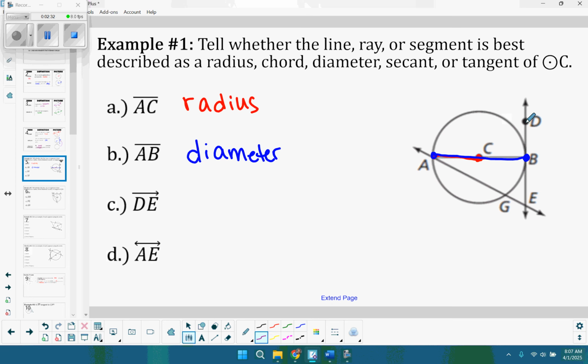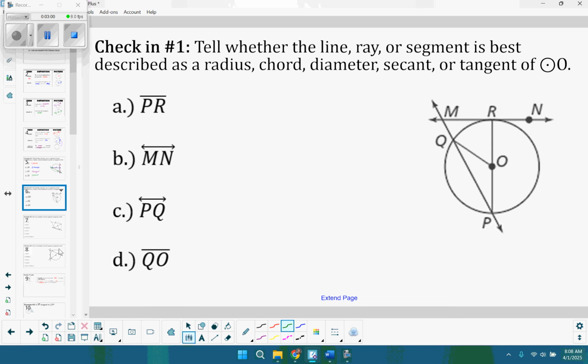Ray DE. So ray DE only touched the circle at one spot, so that would be a tangent. And then line AE. Line AE has parts both inside and outside the circle, and it touches it in two different places, so that would be a secant. Here's a check-in for you to try. You can pause. Answers are posted on Google Classroom.